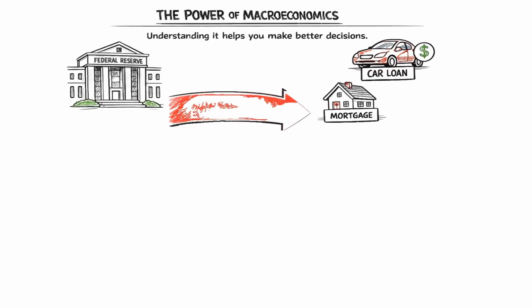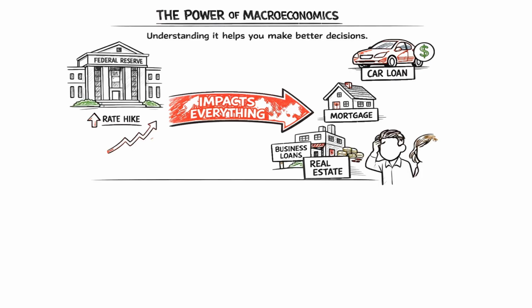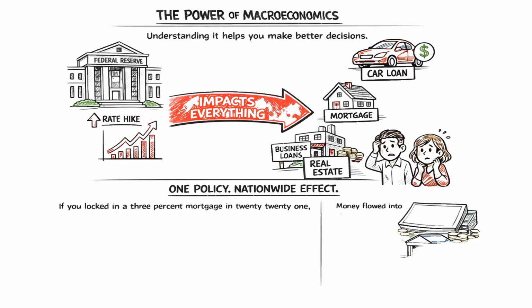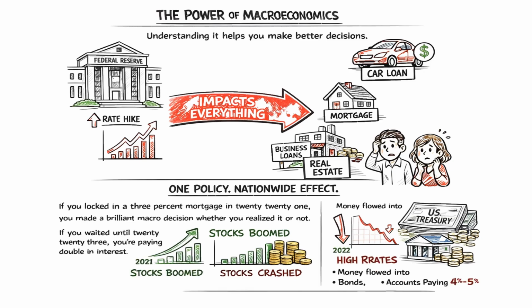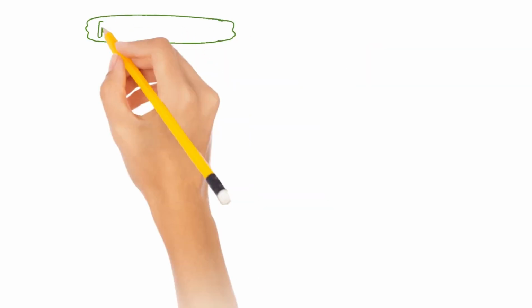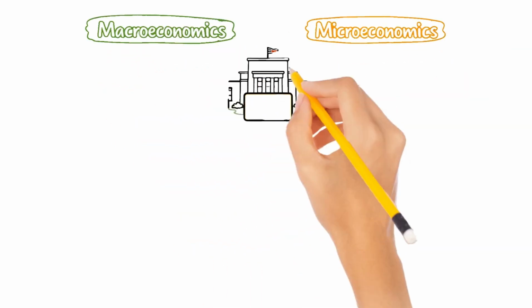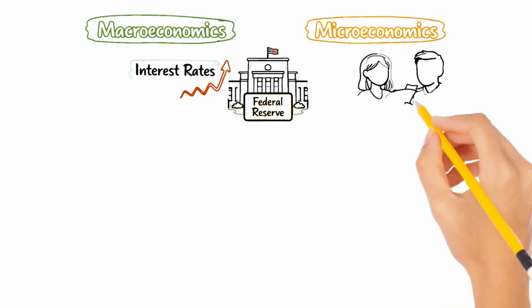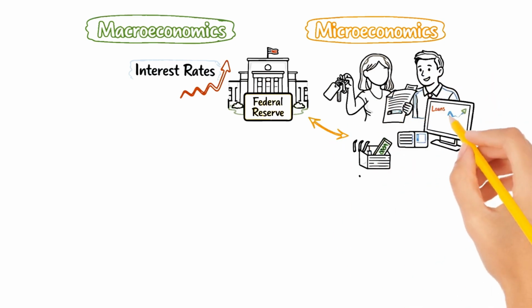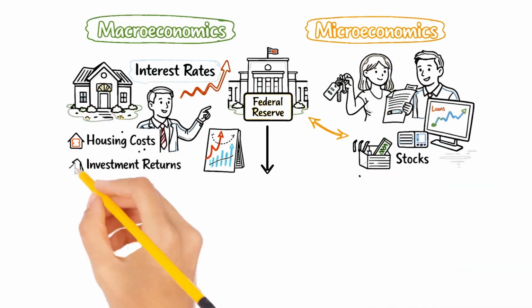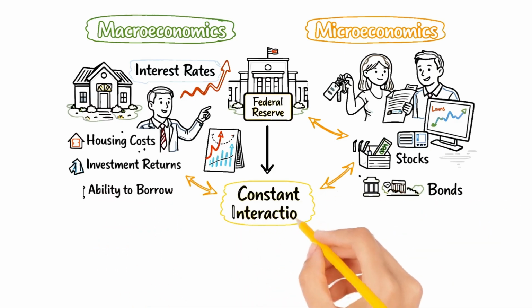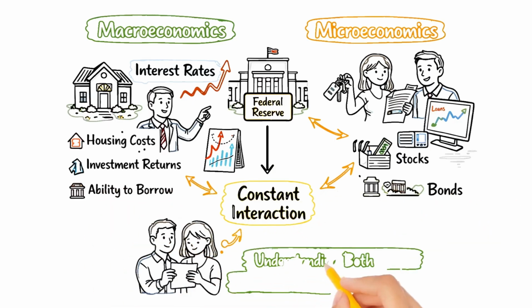Interest rates also affect your investments. When rates were low, stocks boomed. Money flowed into equities looking for returns. When rates spiked, stocks crashed in 2022. Money moved into bonds and savings accounts that suddenly paid 4 to 5%. This is macro affecting your entire financial life, your housing costs, your investment returns, your ability to borrow, all determined by decisions made by central bankers based on inflation data and economic growth.